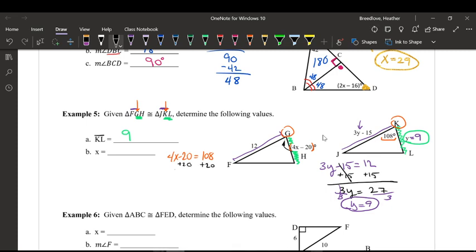So then I add 20. It makes the negative 20 go away. 4x equals 128. And then I can divide by 4. So x equals 32. All right, we good there?